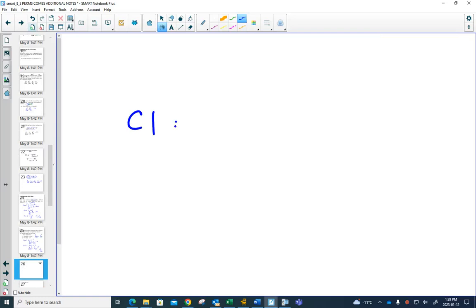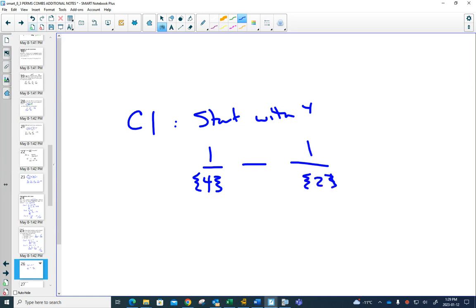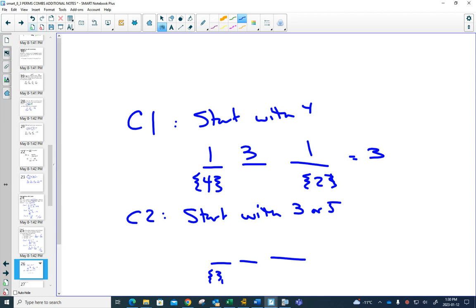Case 1, if I started with a 4, this has to be a 4, 1 choice. Then this would have to be, to make it even, the 2, 1 choice, which would only give me 3 of those numbers. Case 2, I could start with, what haven't I counted? A 3 or a 5, 2 choices. That would let me end with a 2 or a 4, 2 choices, 3 here. 12 in total. Add them up, I get 15, same as before.